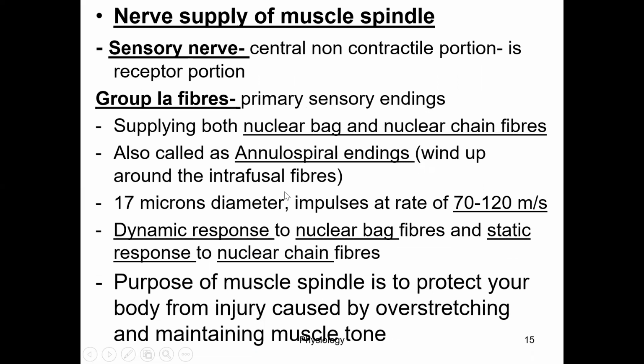And what is the function of this annulospiral ending? For the nuclear bag fiber, it gives a dynamic response. Now, what is meant by dynamic response? That means this nerve fiber gets stimulated during the initial change in length. Static means the nerve fiber gets stimulated when there is a continuous stretch. Throughout the stretch of the muscle fiber, that fiber gets stimulated. That is the nuclear chain fiber. So the nuclear bag fiber gives a dynamic response and the nuclear chain fiber gives a static response.